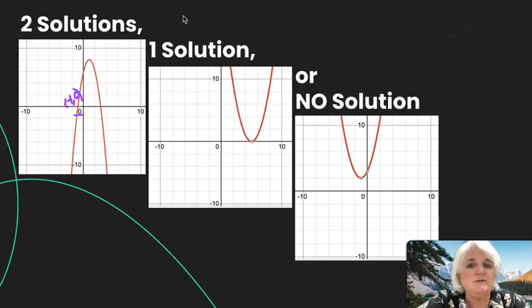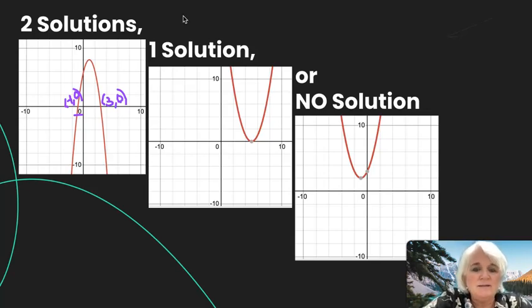And then there's another solution, which is right over here. And because we're in a scale of 2, this is 2, 3. So this is the point 3, 0. So our x value is 3. So that is our second solution. So you can have 2 solutions. You can have 1 solution.